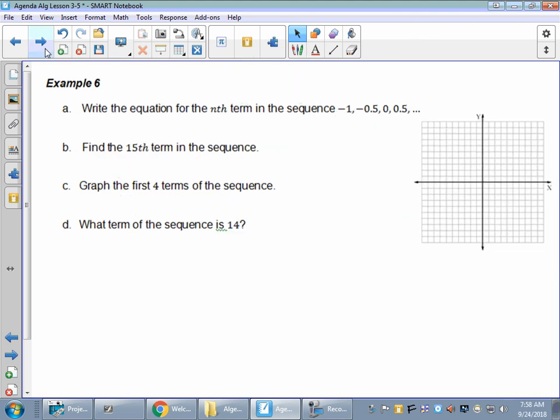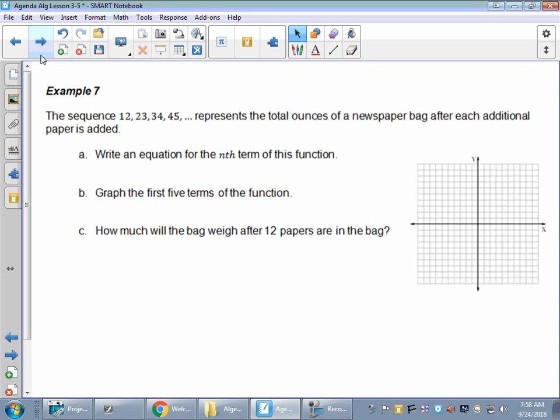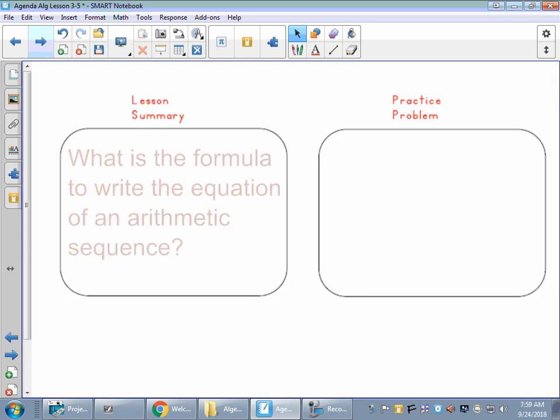Okay. Example 6 is very similar. We can come back and look at this in class, and then same with example 7. A little bit of a word problem here with this one. A little less to do, but we'll look at this one in class as well. And so that's going to take us to our lesson summary. What is the formula to write an equation of an arithmetic sequence? We should have looked at it. That should be easy to figure out.